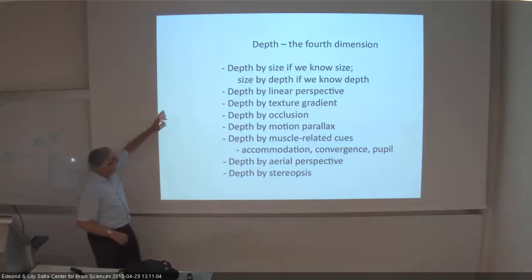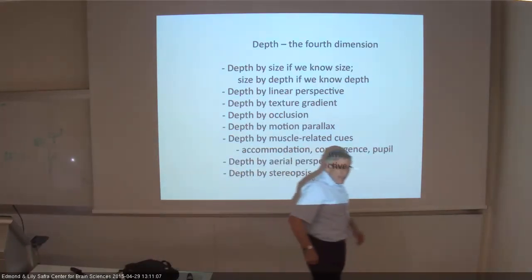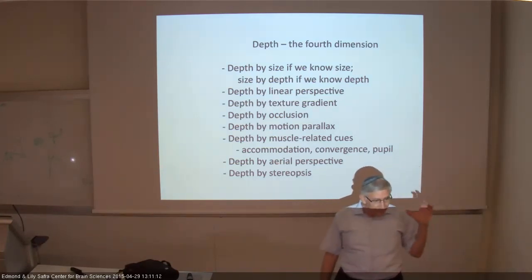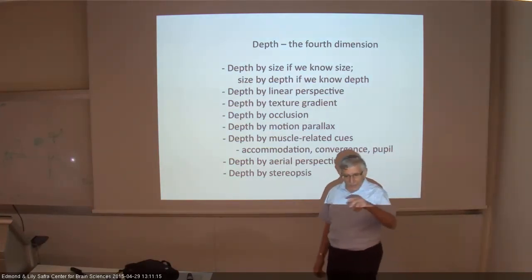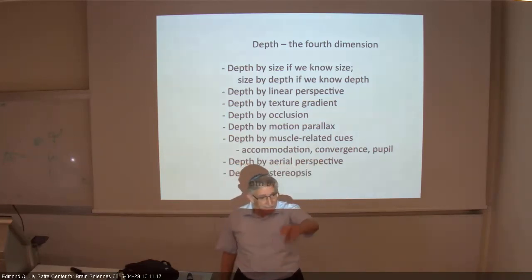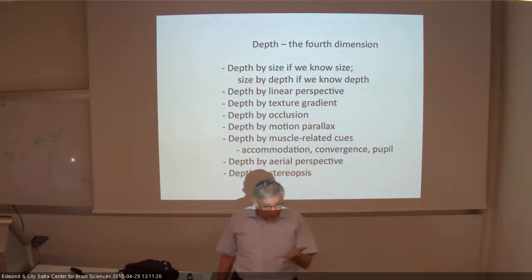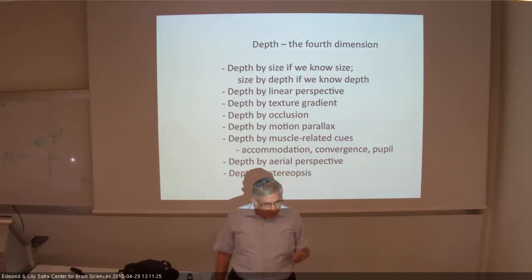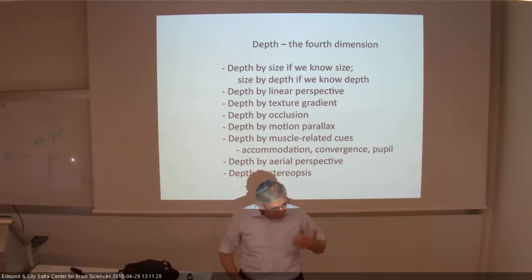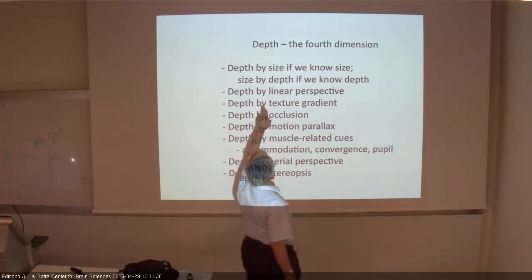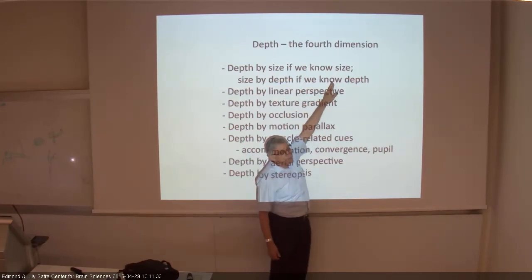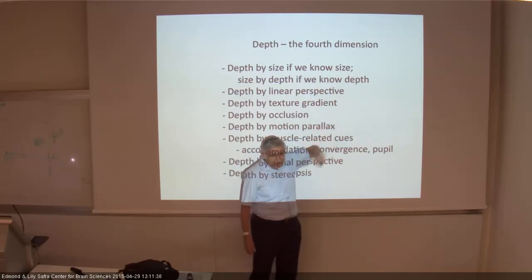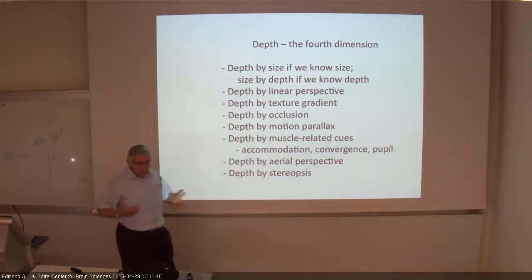So, what about size? The first one we didn't mention. We can know if something is close or far because the size on the retina is different. I know that his head is three times as big as your head, because the image on my retina is three times as big. Right? Because he's a third the distance. Exactly. So we can know the depth by the size if we know the size, and we can know the size by depth if we know the depth. Okay? So they trade off against each other.